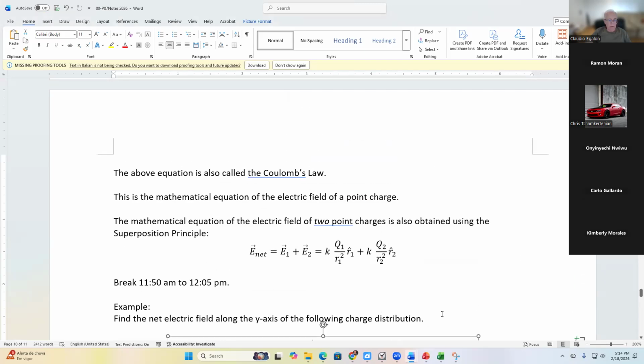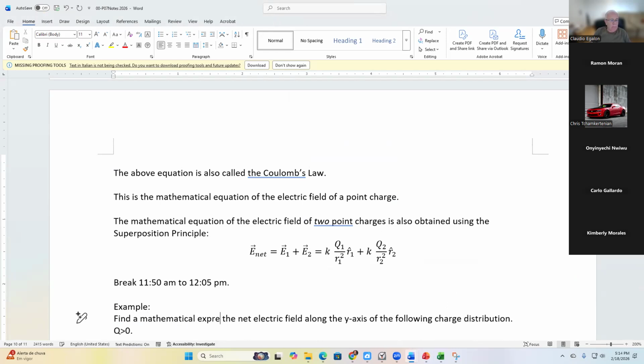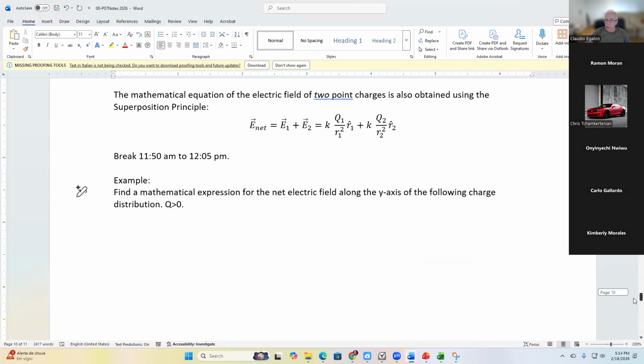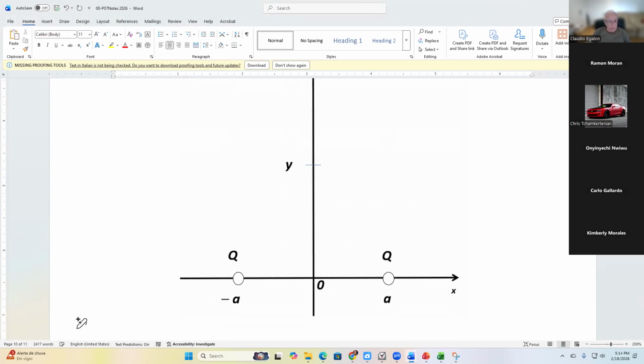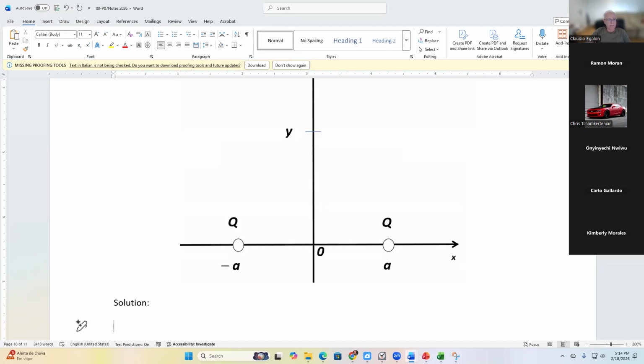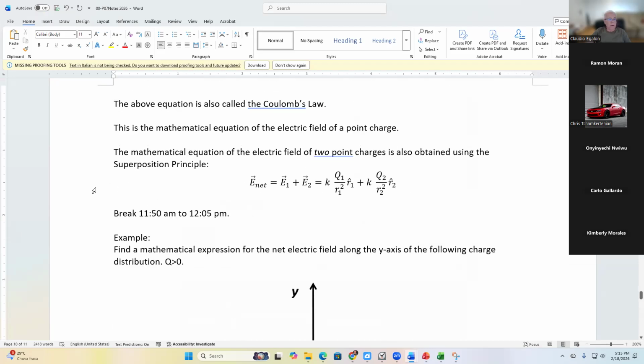Find the electric field along the y-axis of the following charge distribution, where Q is greater than 0. Find a mathematical expression for the net electric field of the following charge distribution. That's the charge distribution that I want. And here you go. Solution. The solution is going to be something like that.